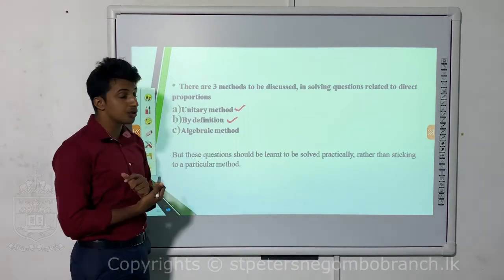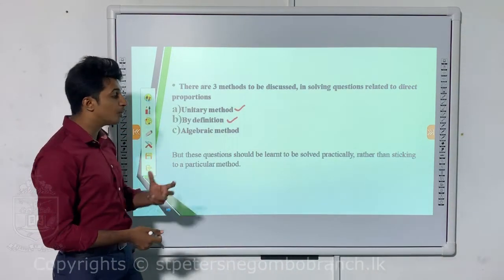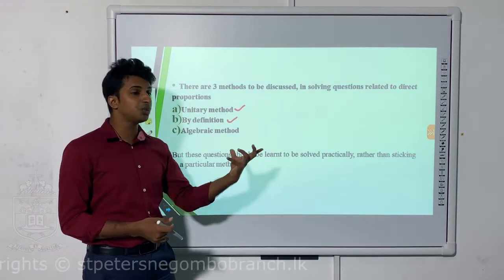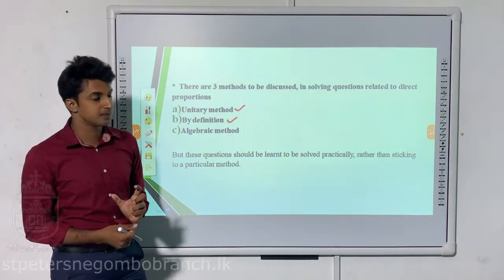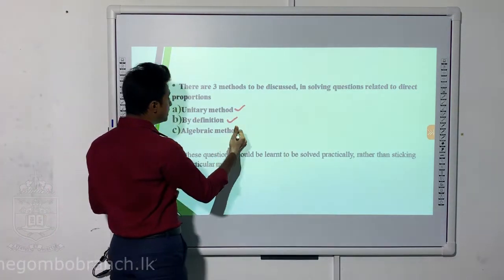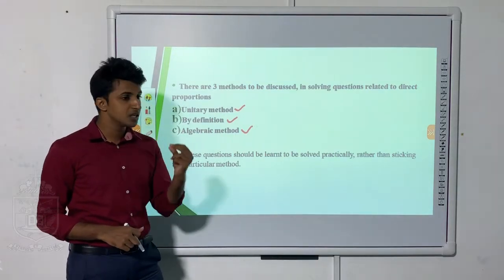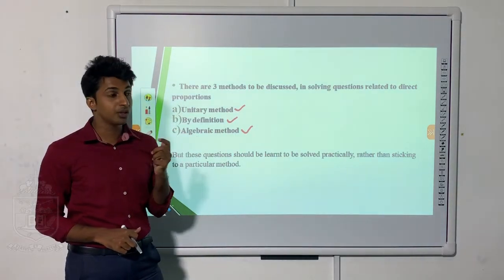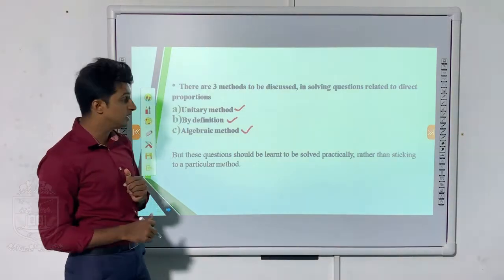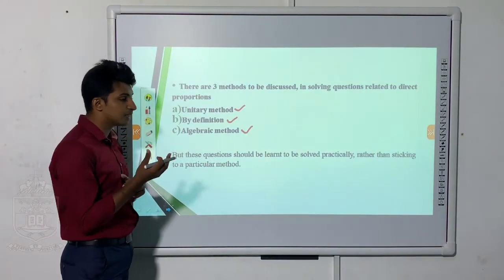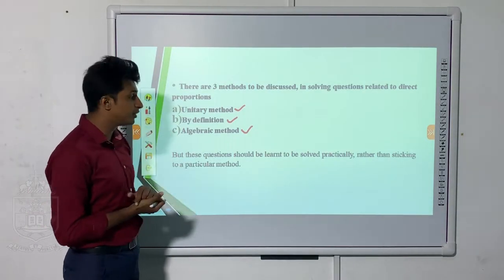The definition method we also call the ratio method. We are going to use 2 equal ratios to get the answer. The algebraic method is one of the best methods that you can use, because you don't have to use a lot of steps. You can just get the answer. You won't take much time to get an answer, right? The algebraic method is one of the best methods. We will learn it while moving forward.